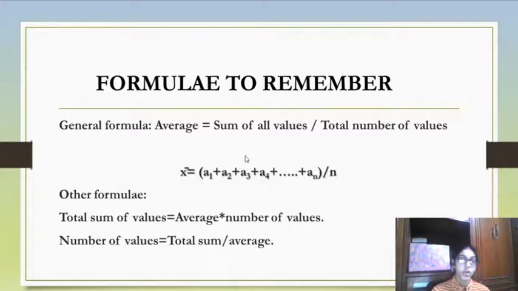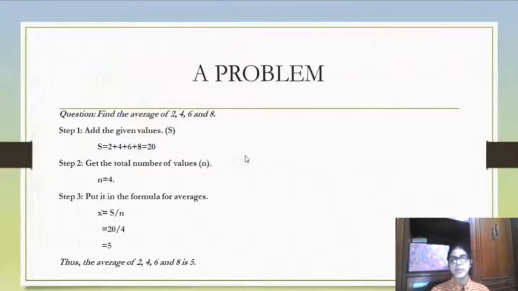To solve a simple problem, we move to this problem: find the average of 2, 4, 6 and 8. It's a very basic problem. You can try solving it yourself. If so, pause the video right here and solve the problem yourself and see if your answer matches the solution and your steps have been executed correctly. There are essentially three steps to this problem.